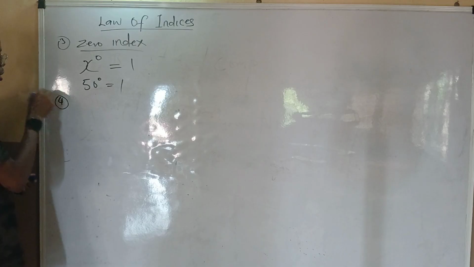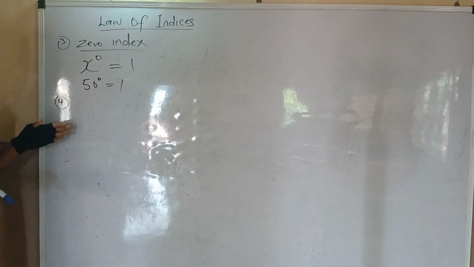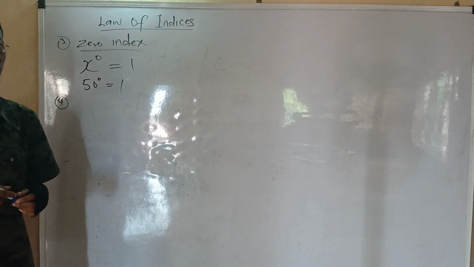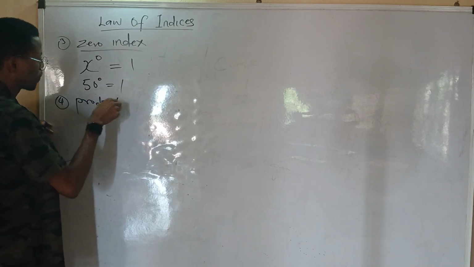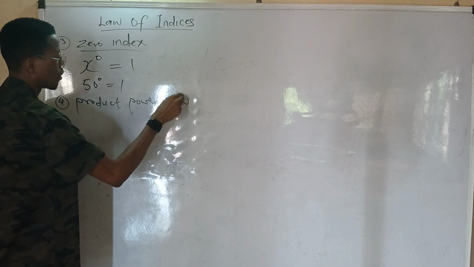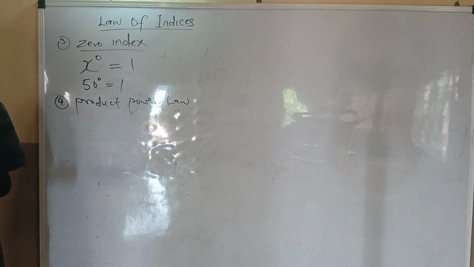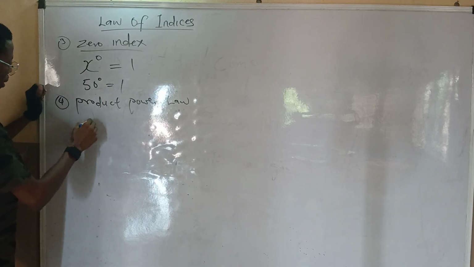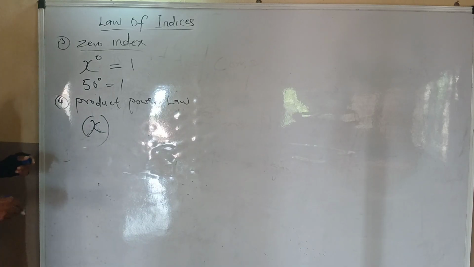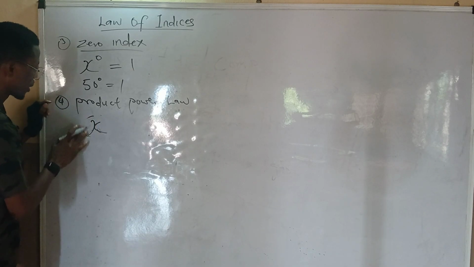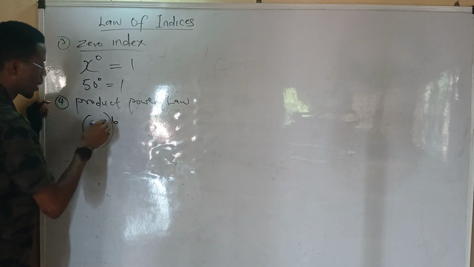Okay, then number 4, the fourth law we're going to be looking at here is called the product power law. Now this is actually talking about multiplication of the power. This means, for example, we have x in bracket, x raised to the power of a, then in bracket we have b outside.